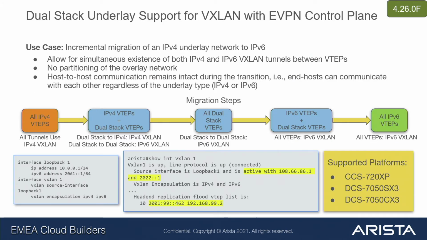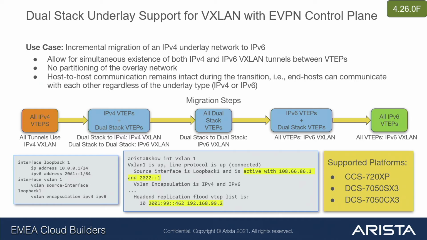And then finally, to bring all of this together in 4.26.0, we allow a dual stack underlay. So we allow there to be IP version 4 and IP version 6 VTEPs communicating with each other. The primary use case for this is migrating to version 6.